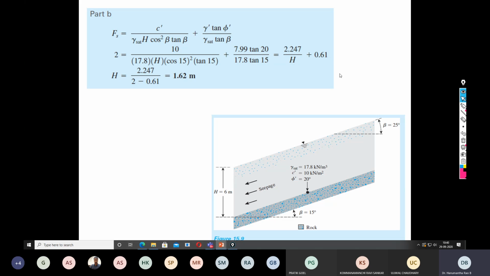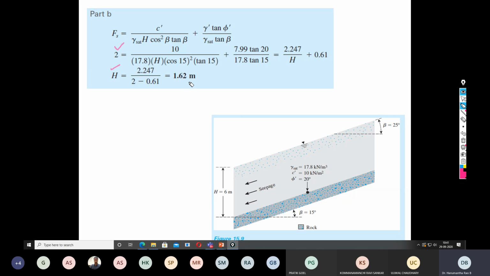Okay, so part B of the question is, if the factor of safety is 2, what should be the minimum height of the soil, or the minimum thickness of the soil, under the same steady state seepage condition? Fs is equal to c' by gamma sat into H cos square beta, plus tan phi' by tan beta into gamma dash by gamma sat. Since Fs has been given as 2, only the height is unknown and all remaining parameters are the same. So substitute everything and recalculate the height of the slope.